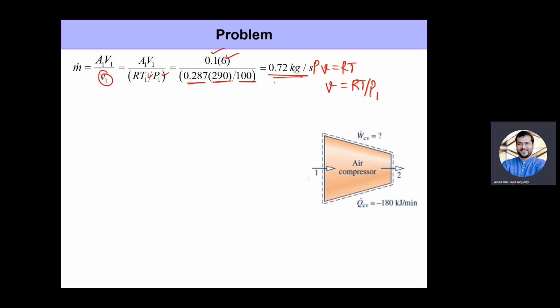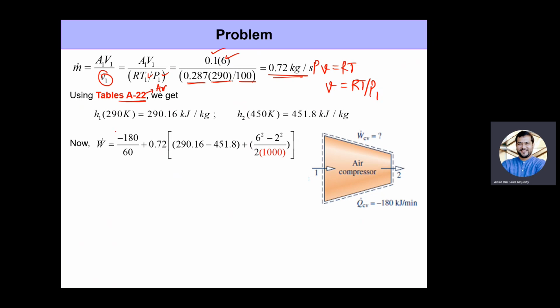So now we need to get the enthalpies, enthalpy at state 1 and state 2, which we can easily get from table A22, which is for air, right? So at 290 Kelvin, the enthalpy is 290.16. At 450, it's 451.8. We get this directly from the table. So now we can just go ahead and plug in the numbers.